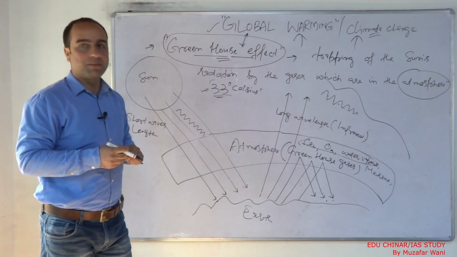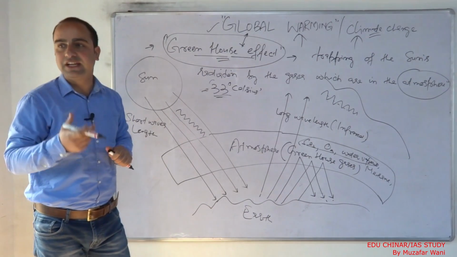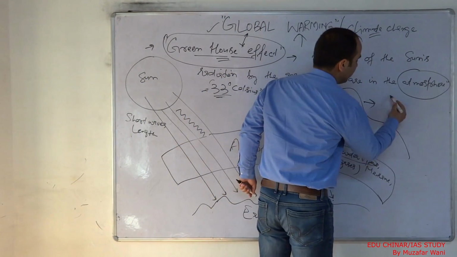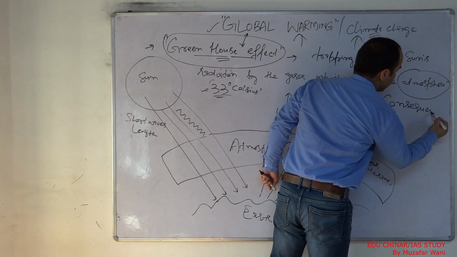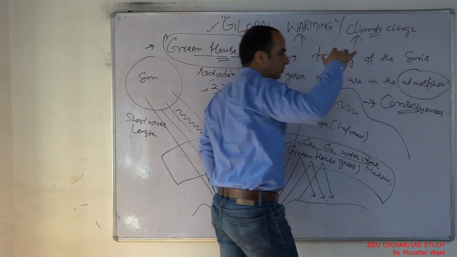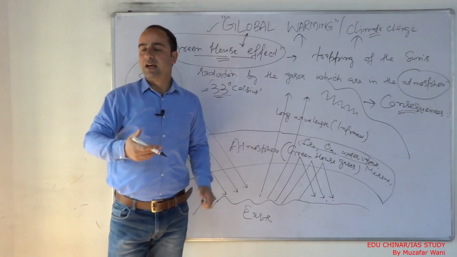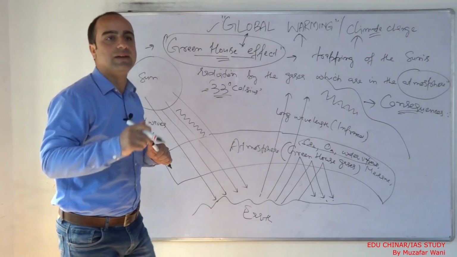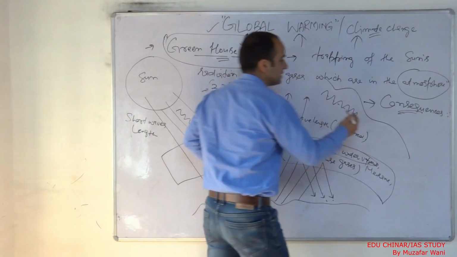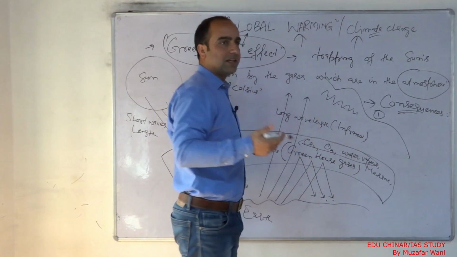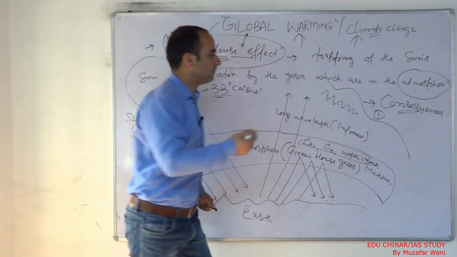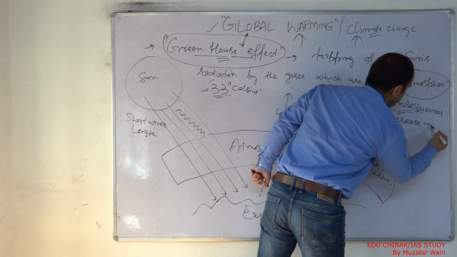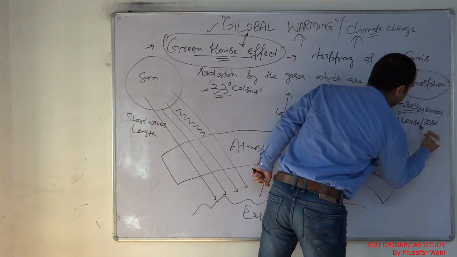So this global warming, which is caused by the increased use of fossil fuels, has various disastrous consequences. Now you can estimate yourself, when the temperature increases, the consequences can be equally disastrous, and the consequences are already there. As far as the consequences are concerned, you can write down that the first consequence can be the rise of sea level.